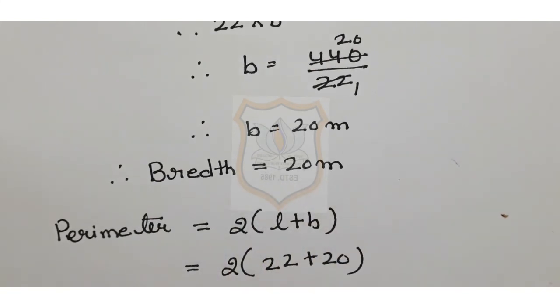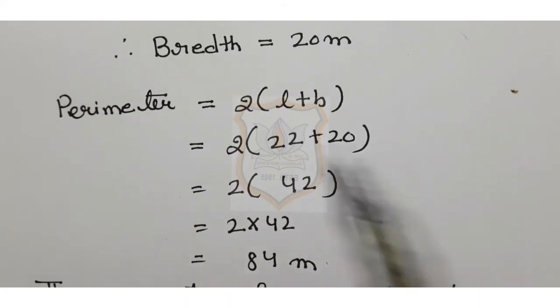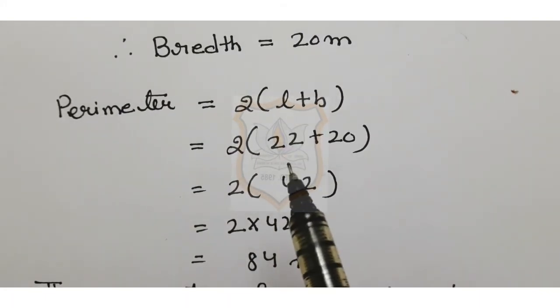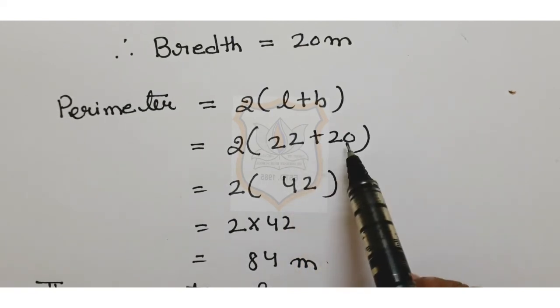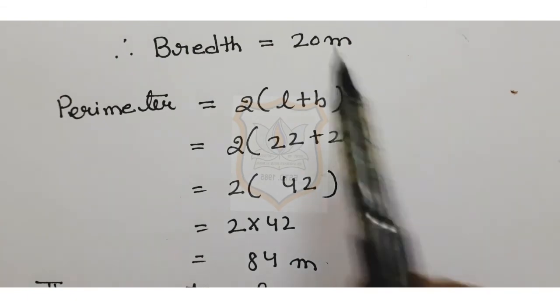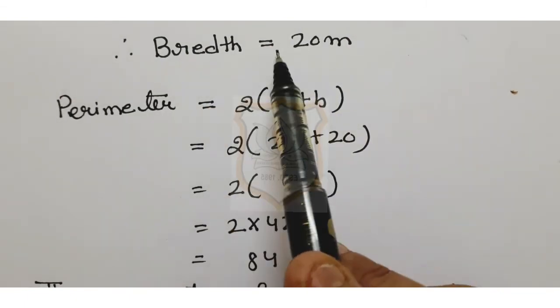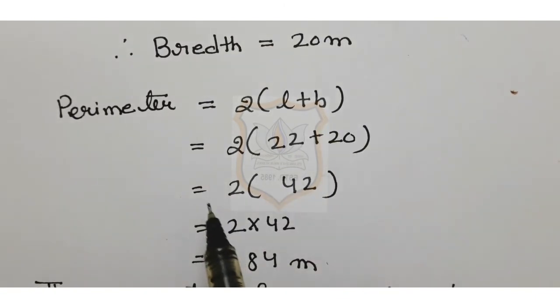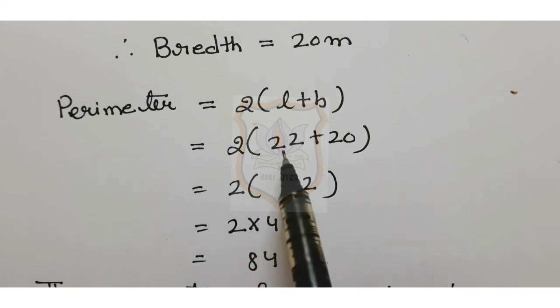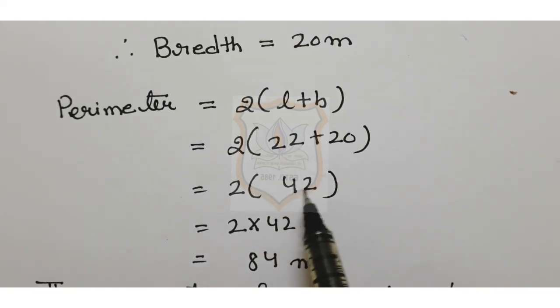Now, we have to find out the perimeter also. Perimeter is equal to, the formula is 2 into length plus breadth. Now, in place of length, we will write 22, because it is already given in the question that the length of the rectangular plot is 22 meter. And plus 20. 20 means breadth. Breadth we have just calculated now. So, breadth is equal to 20. So, in place of breadth, we will write 20. That is equal to 2 into 22 plus 20, that is 42.